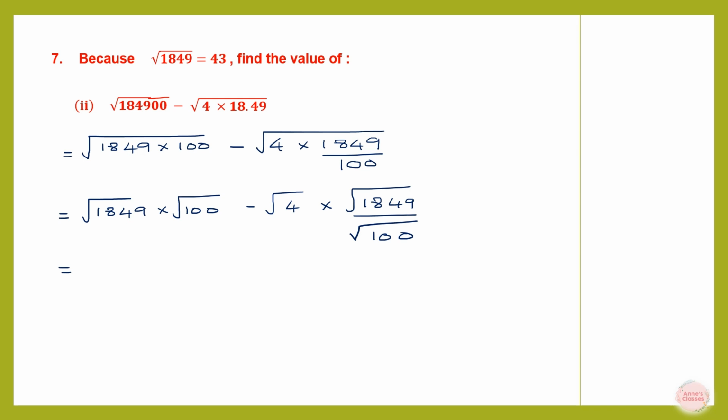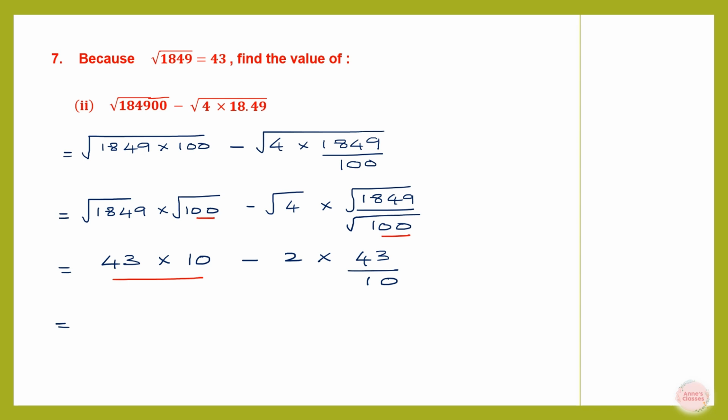The square root of 1,849 is 43. The square root of 100, pair it up and take only one zero. So the square root of 100 is 10, minus the square root of 4 is 2. So 2 into, now here we have the square root of 1,849 given to us as 43 and the square root of 100. Here we have 100 with 2 zeros. Pair up the zeros and take one zero from that. So we have 10. So now this has become 43 into 10. Let's work this out. 43 into 10 is 430, minus 2 into 43 by 10.